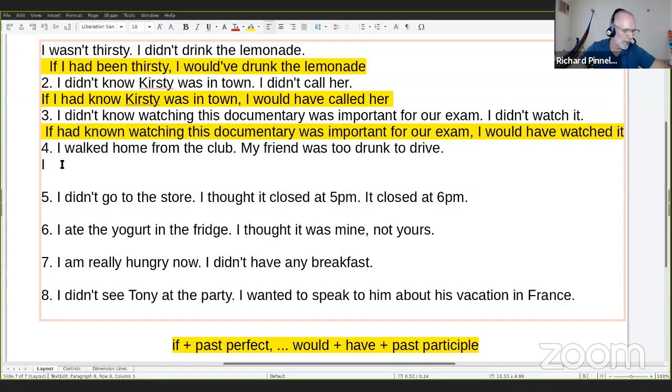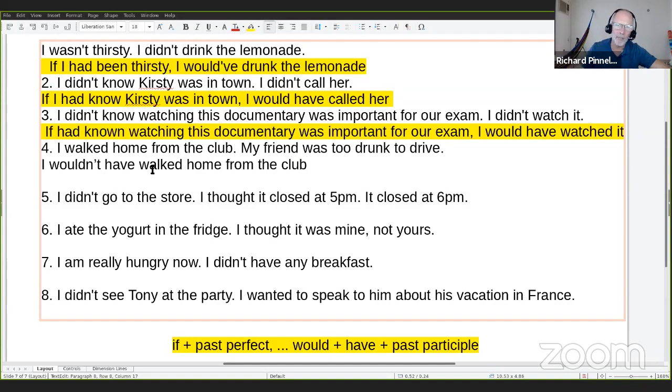Any ideas? What about in the chat? Has anybody got an idea about this in the chat? I wouldn't have. Very good. Yeah, I wouldn't have. And then we need the past participle of walk. Walk is a regular verb. I wouldn't have walked home from the club.